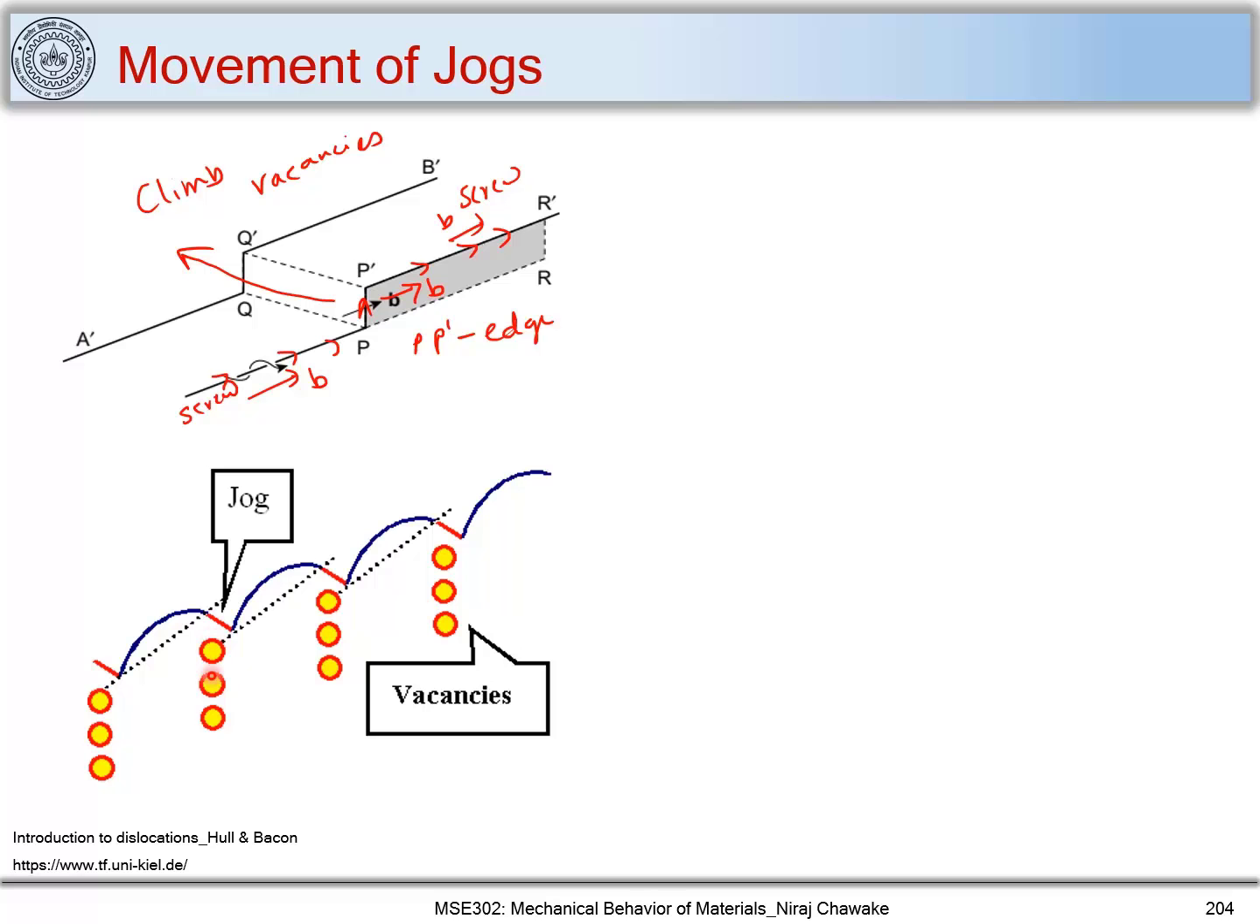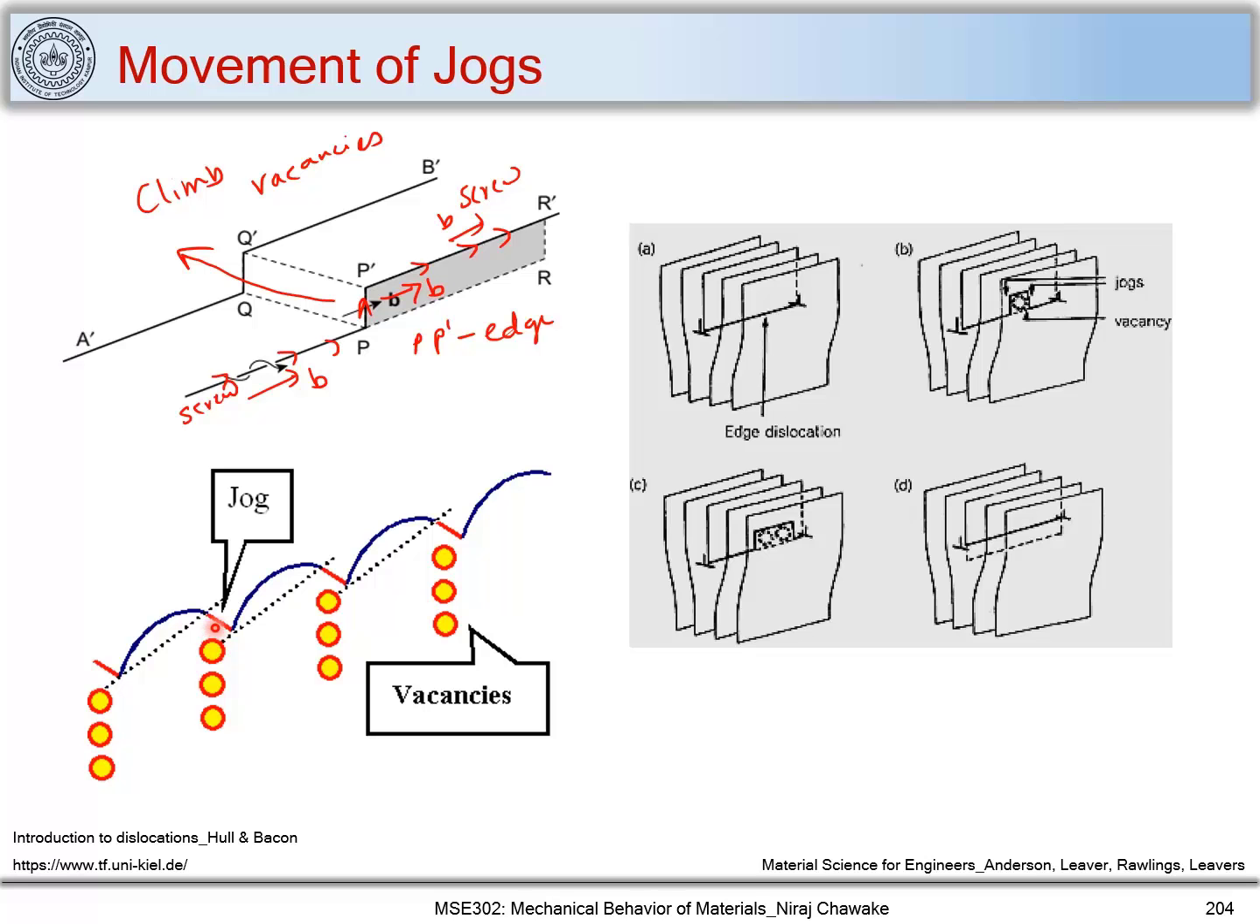So these jogs on this screw dislocation, which have an edge nature, if they want to move forward, there will be formation of vacancies. And these jogs act as sources or sinks for vacancies when they move under the influence of stress or temperature. Now let's look at this condition. We have seen this when an edge dislocation has to climb. We have seen a dislocation line here. Now on this dislocation line there will be vacancies, and this dislocation line is now bent over here.